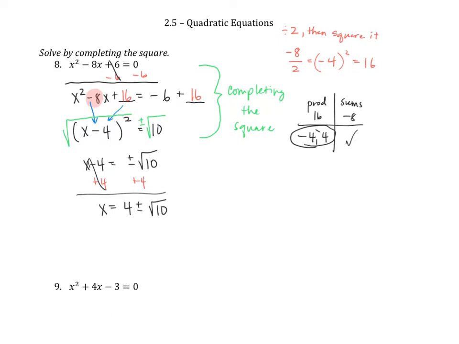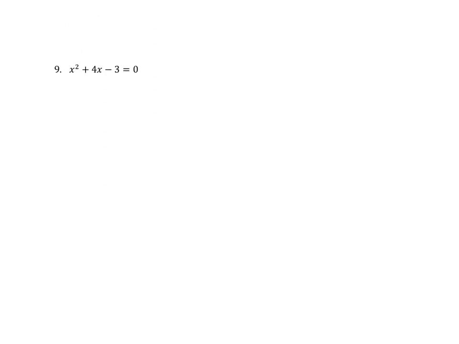Okay, so let's try the next completing the square. Number 9 has the same directions, complete the square. First thing, you want to get the x's on the left and the constants on the right. So we're going to move the -3 over by adding. So x squared plus 4x is equal to 3. Remember, for completing the square, you want to be able to fill in the blank.